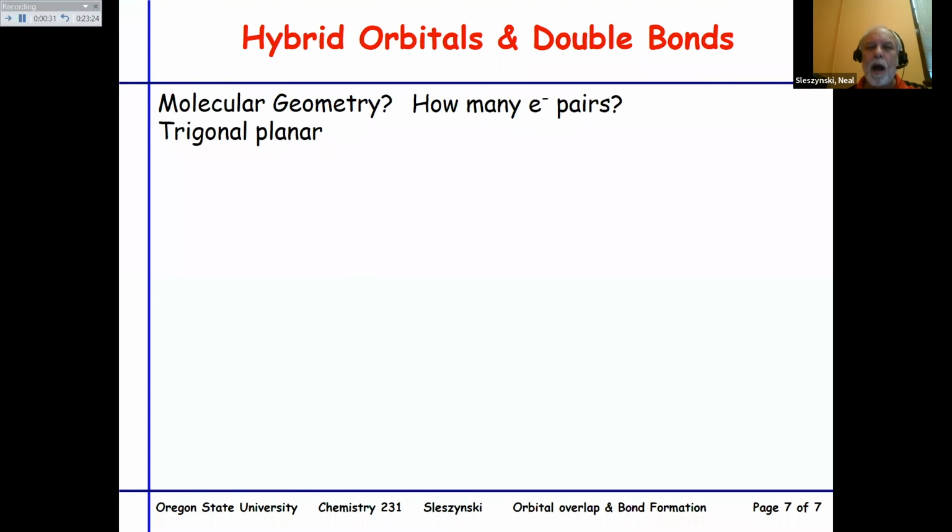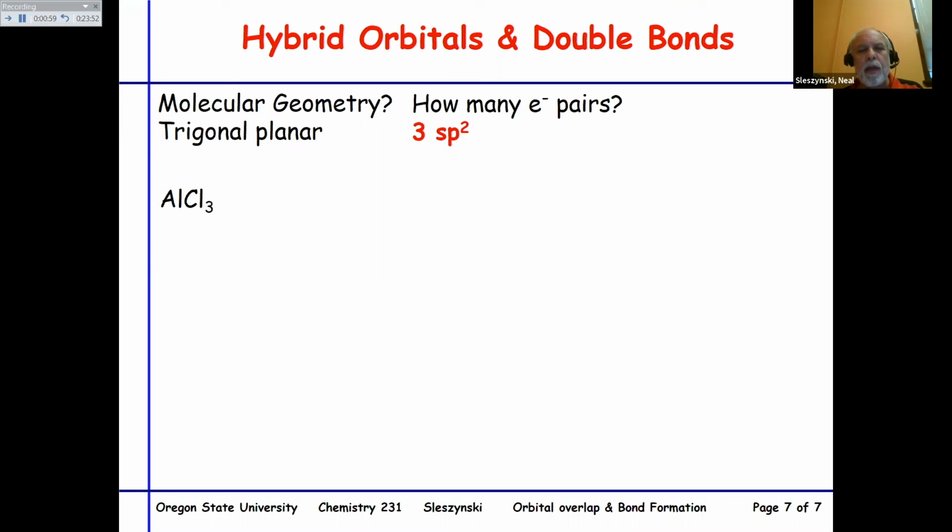Well, let's start out with a geometry that's trigonal planar and see how that affects the formation of single bonds, sigma bonds, and pi bonds in our molecules. All right, so trigonal planar is three repelling electron pairs. Three repelling electron pairs means that our hybridization, no matter what molecule it is, has to be sp2.